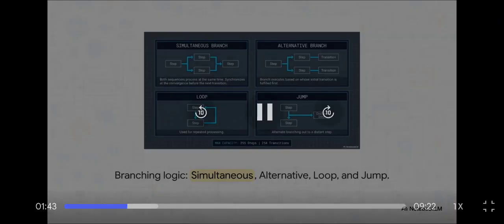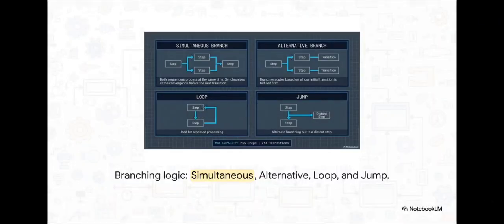And this brilliantly illustrates just how flexible that structure actually is. Because plant processes aren't always just a simple straight line, right? Here we can see some really complex branching logic. You've got simultaneous branches to synchronize parallel tasks, alternative branches based on which condition hits first, and of course, loops or jumps for repeated processing. It's like a giant logic puzzle, but visually intuitive.